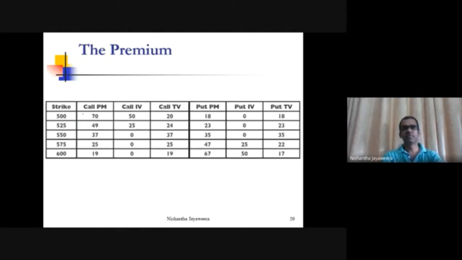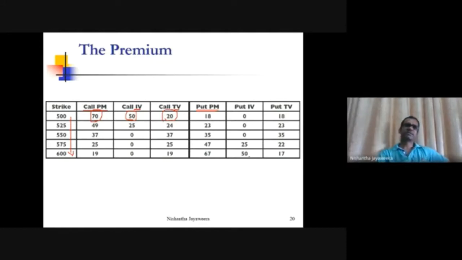So if you compare this table, you can see that relationship. Strike price increasing, premium of the call option, premium on the put option, then the intrinsic value and the time value. When the premium is 70, intrinsic value is 50, time value is 20.